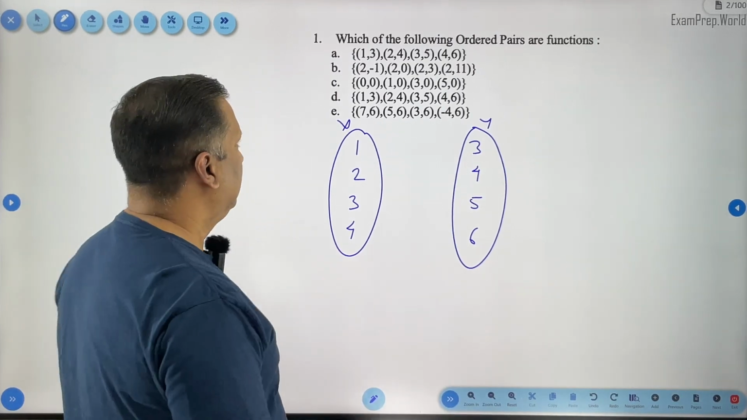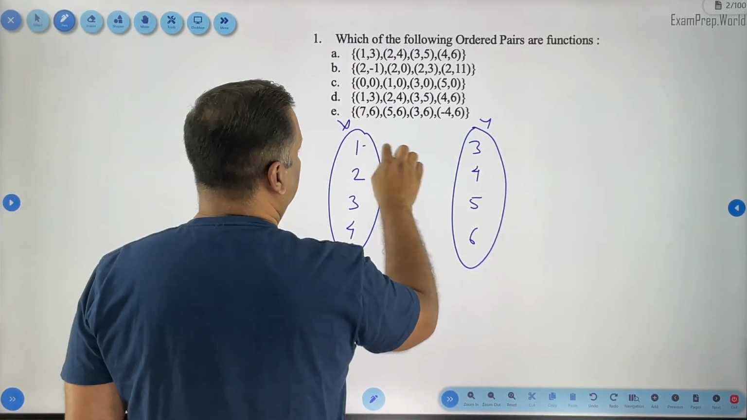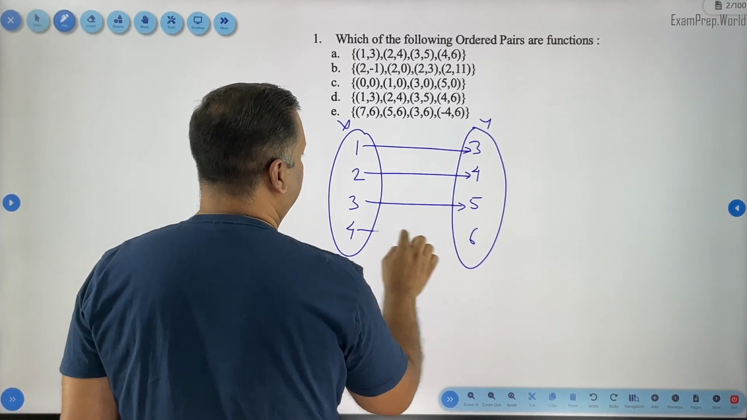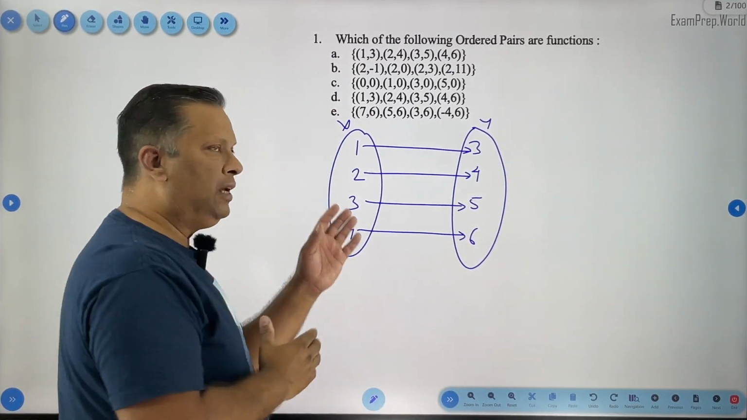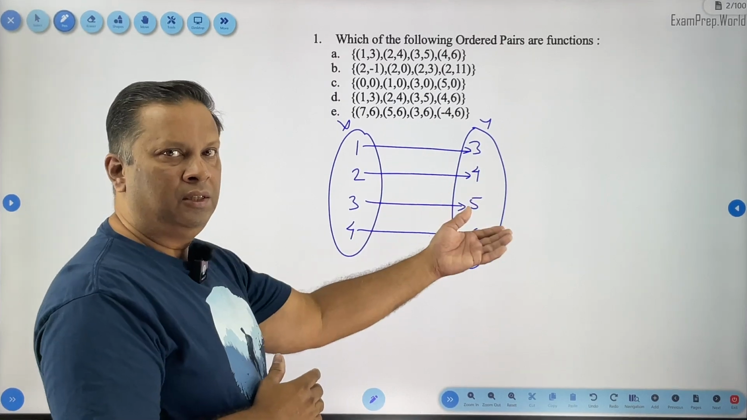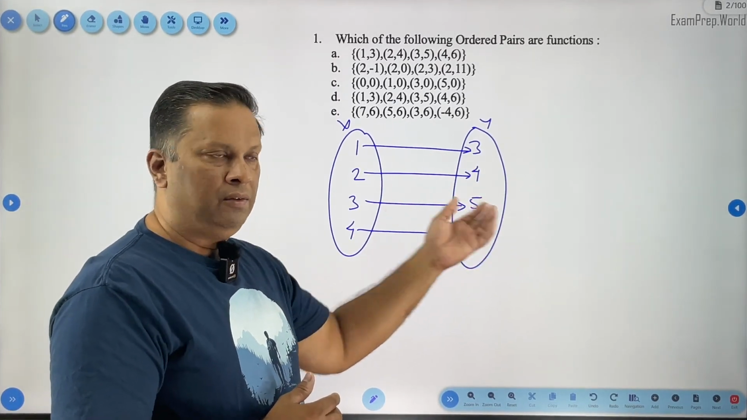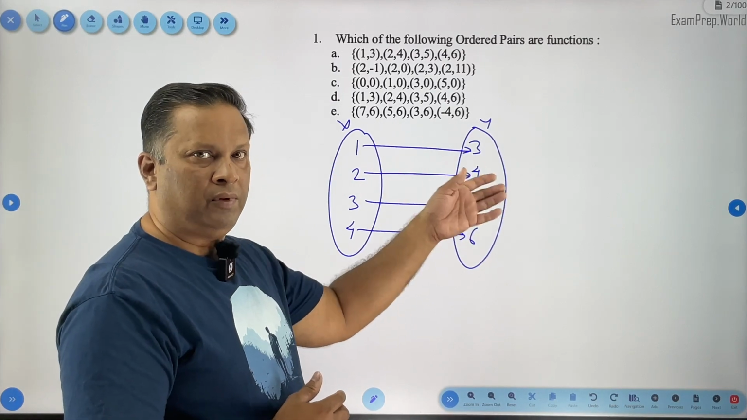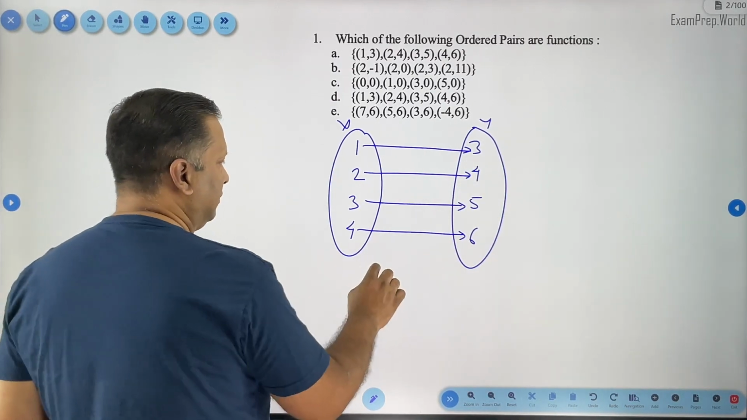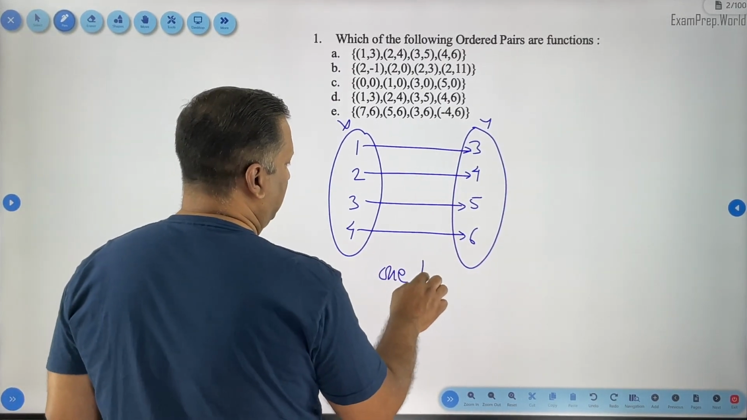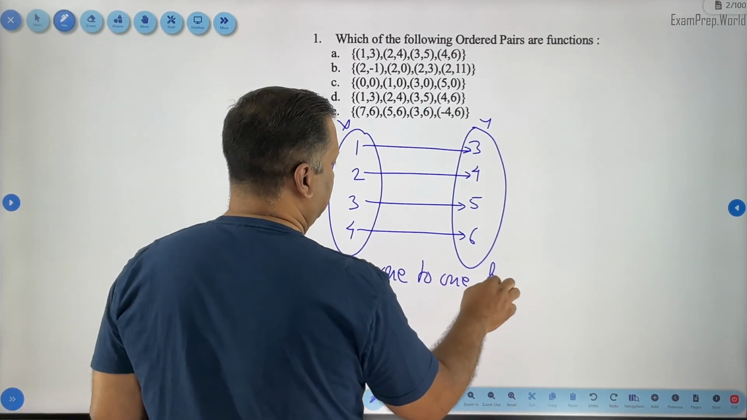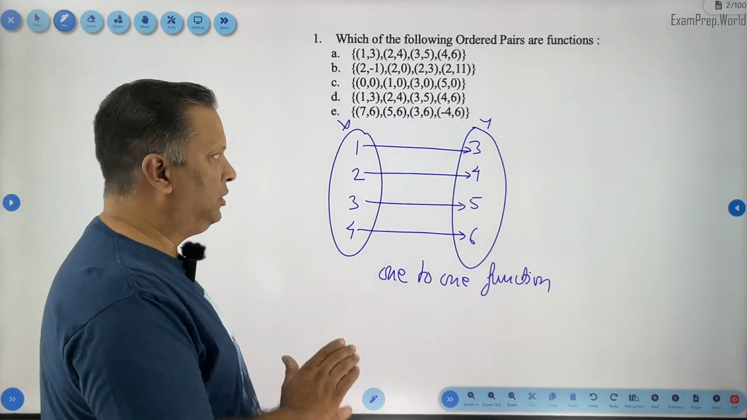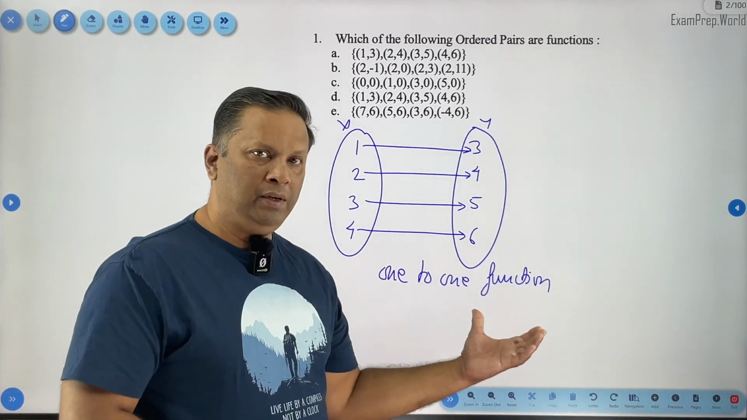Okay. Now look at 1 is pointing to 3, 2 is pointing to 4, 3 is pointing to 5 and 4 is pointing to 6. So every element in x has an element in y where it is pointing. So it is a 1 to 1 function. Okay. Every function is a relation. This relation which is 1 to 1 is called a function.